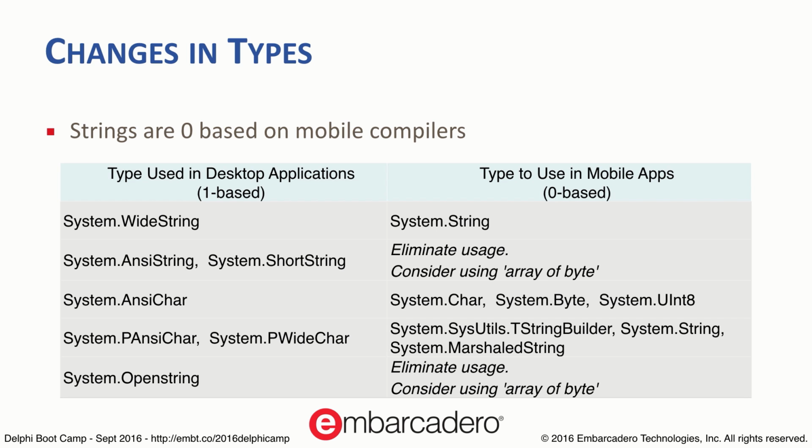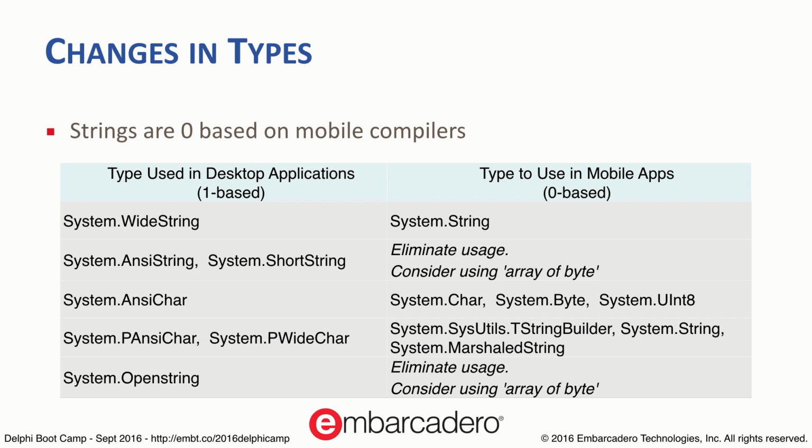Strings are zero-based on mobile compilers. They're immutable as well. This has to do with the way strings work on that OS, and also because we moved to a next-gen compiler. We have a different backend compiler, and for compatibility's sake, and optimization and such, there were some changes to some of the types. So strings are now zero-based. If you were using System.WideString, now you'd be using System.String, or if you're building an application from scratch in Starter Edition, specifically targeting mobile, then you're just going to use System.String.